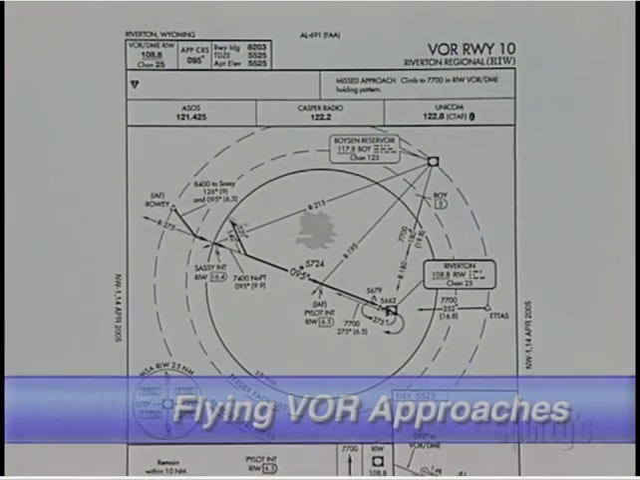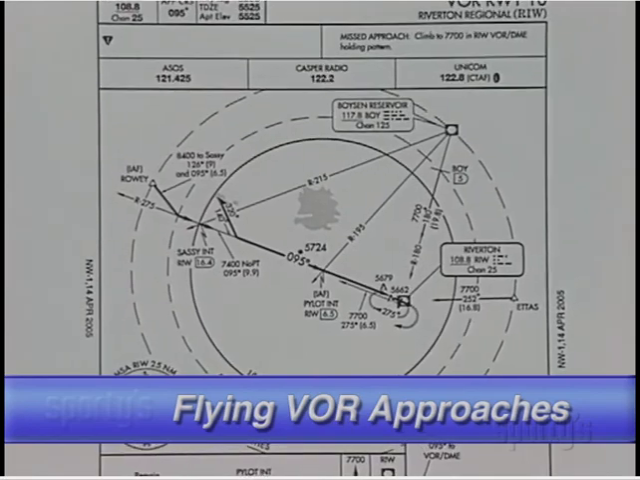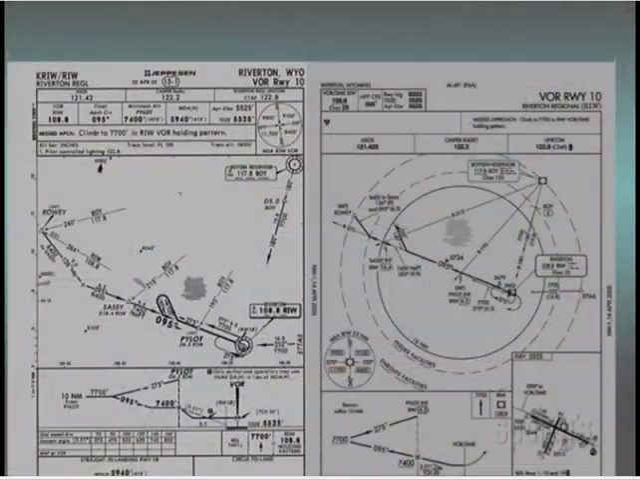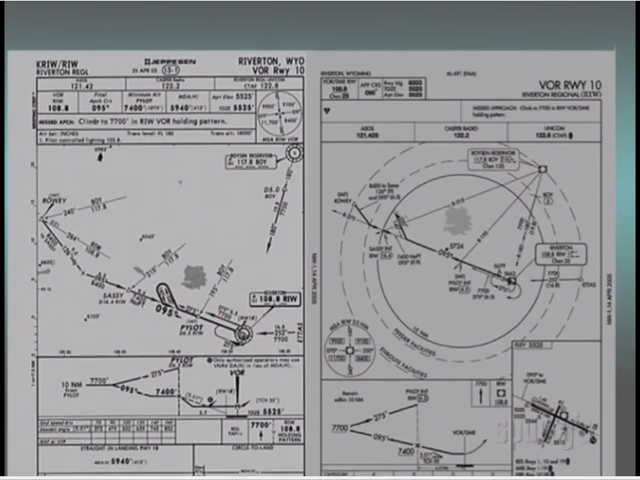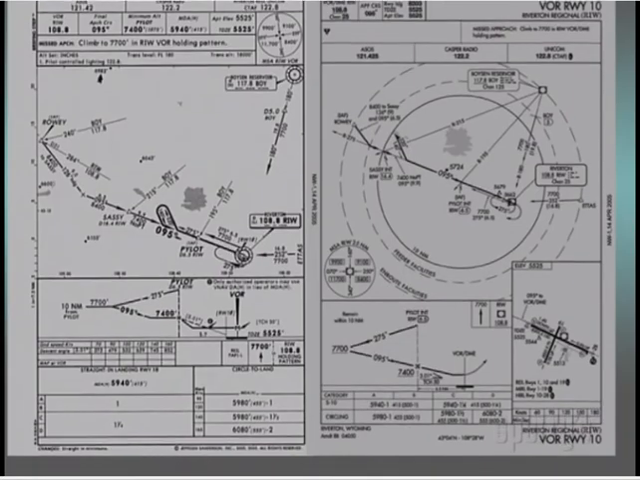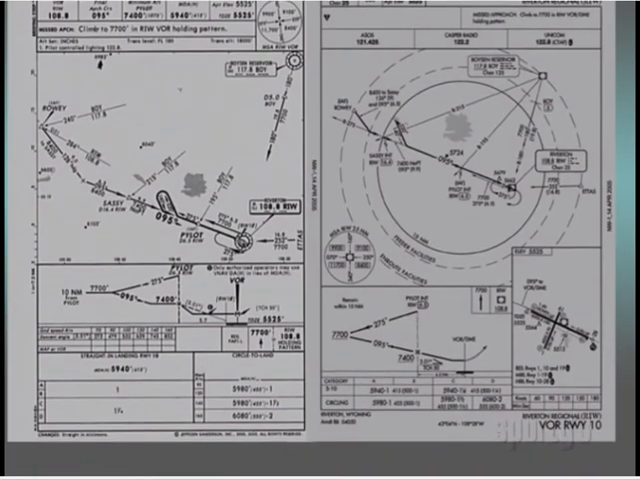We've looked at the FAA approach chart for the VOR runway 10 approach at the Riverton, Wyoming Regional Airport. As an introduction to Jeppesen approach charts, let's look at flying that same VOR approach, but this time we'll use a Jeppesen chart. Both FAA and Jeppesen charts meet the FAA requirements for approach charts. The same information is shown, but with some differences in the presentation.